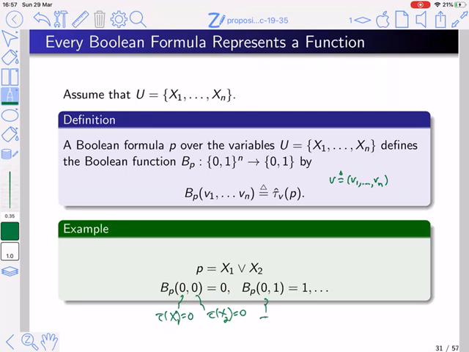Here, I say tau of x1 is 0. Here I say tau of x2 is 1. Therefore, b_P of 0, 1 is the OR of 0, 1, which is 1. Namely, every Boolean formula defines a Boolean function. Okay? This is how I did a transition from syntax to semantics.